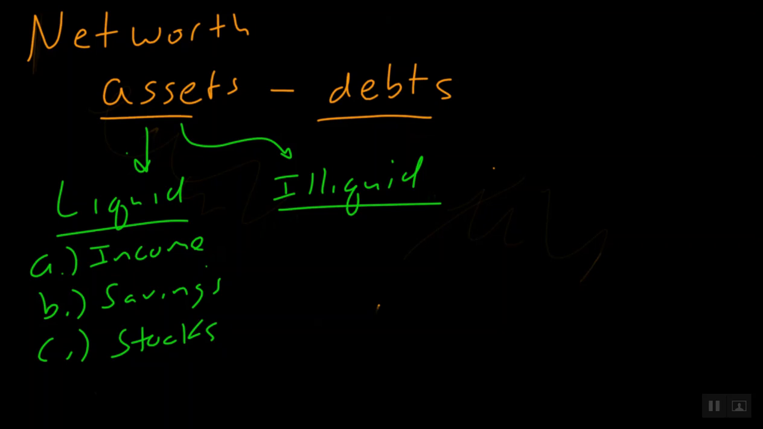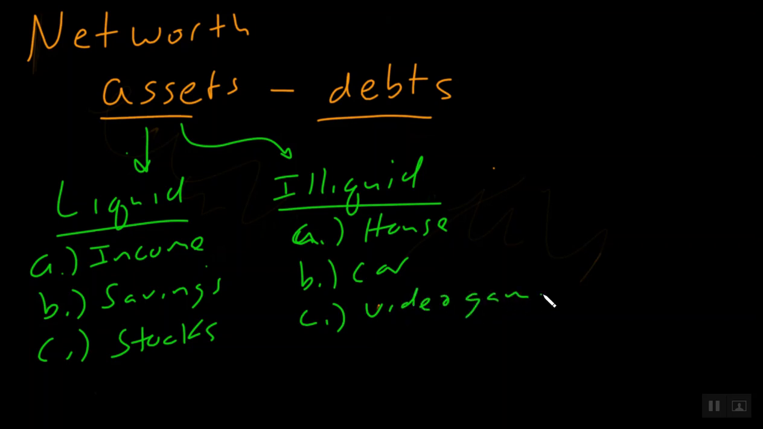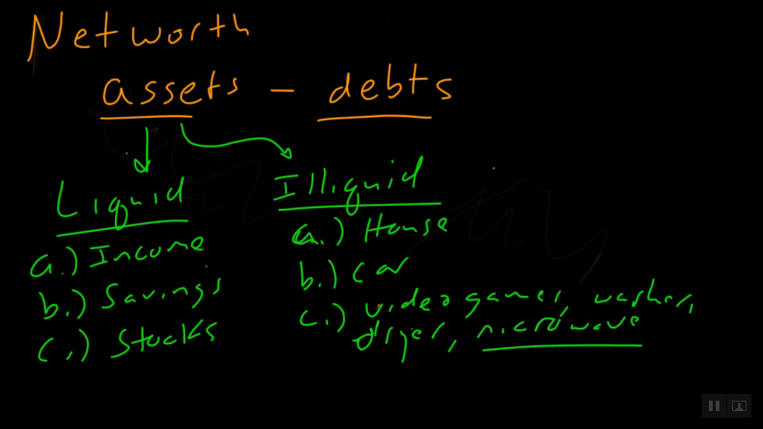What are things that are illiquid? Well, there would be your house, there would be your car, and then there'd be literally any other physical asset that you own. So this could be anything like if you have any hard copies of video games, if you own a washer, or you own a dryer, okay? Maybe you own a microwave. True story, most apartments actually come with microwaves, but maybe you own your own microwave because you have your own house. Maybe you have your own refrigerator. All of these things are illiquid assets.